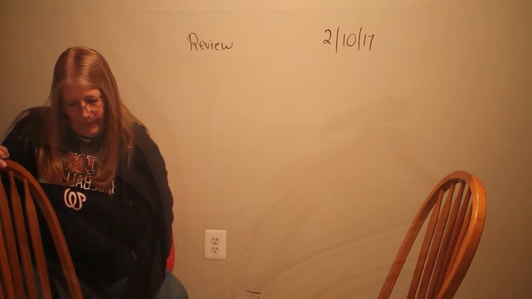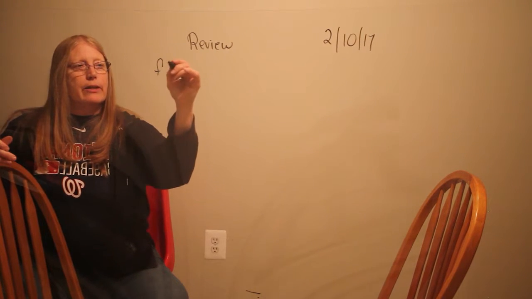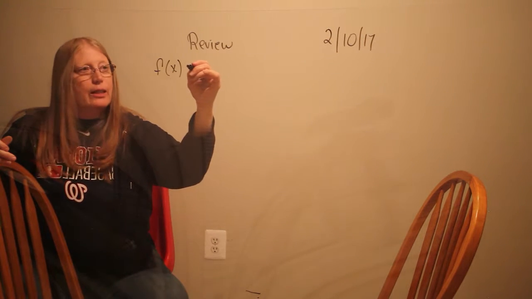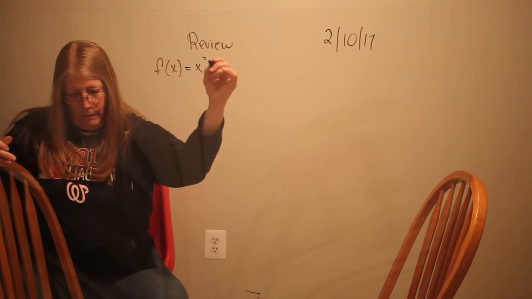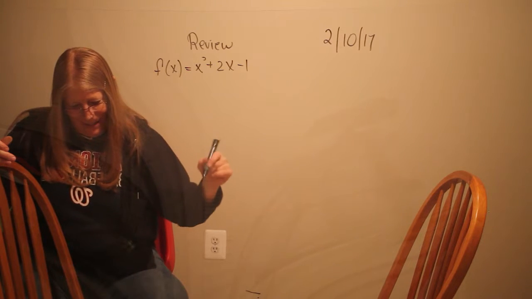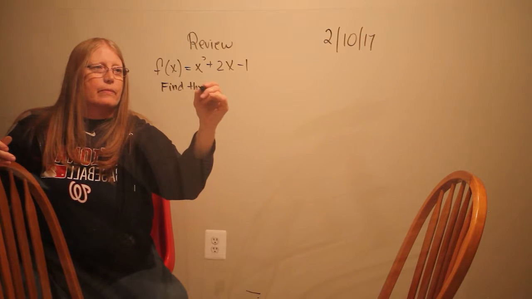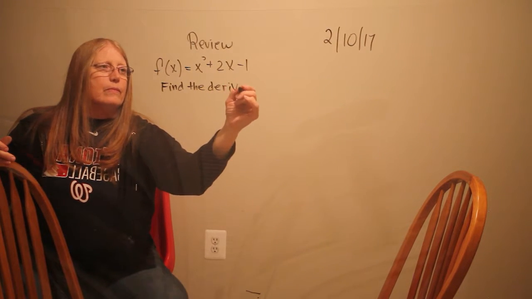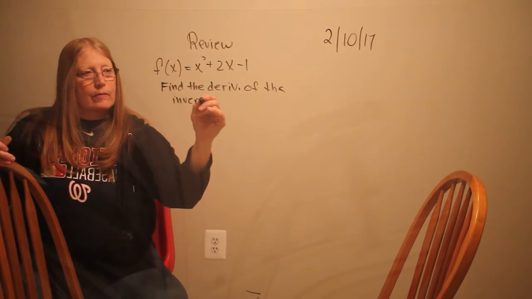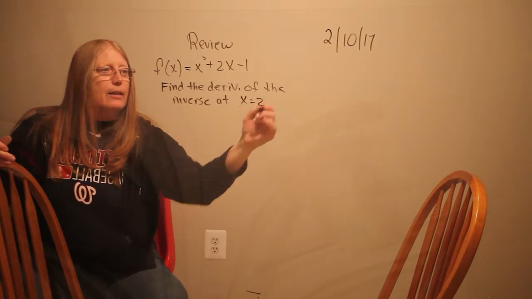All right, I'll start reviewing with a function, and we're going to find the derivative of the inverse at a certain point. So let's take the function f of x equals x cubed plus 2x minus 1. I want to find the derivative of the inverse at x equals 2.